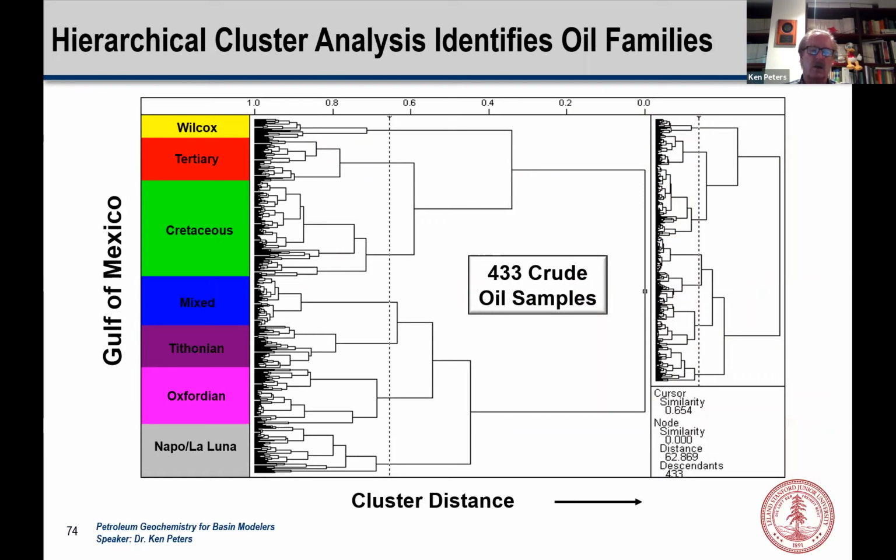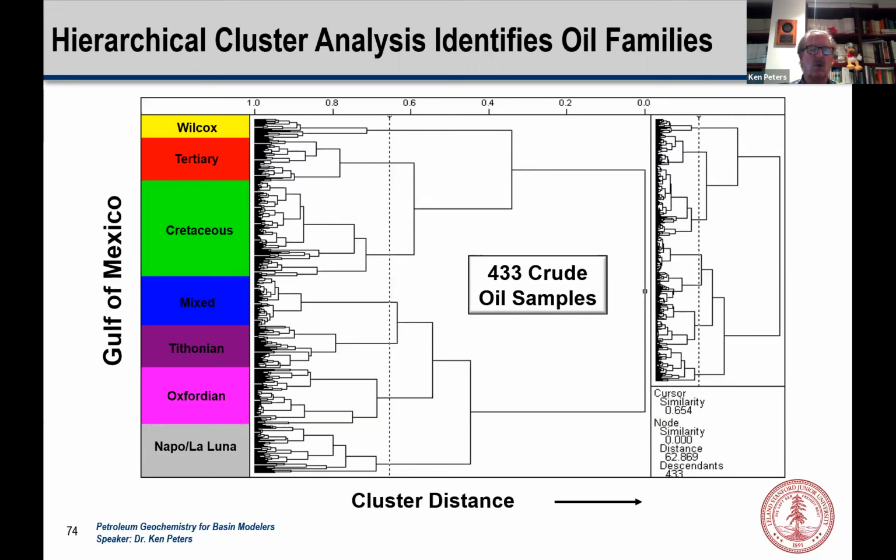This is a cluster diagram now for several hundred samples of oil. And you can see I've put a similarity line here to break these up, and the cluster distances are here. And there are big cluster distances between some of these groups. Here, these oils we know are from the Wilcox Formation, the Tertiary. Here's another Tertiary group. Here's some Cretaceous oils.